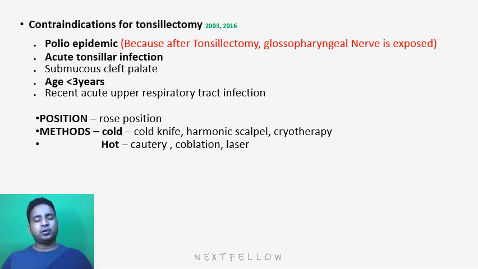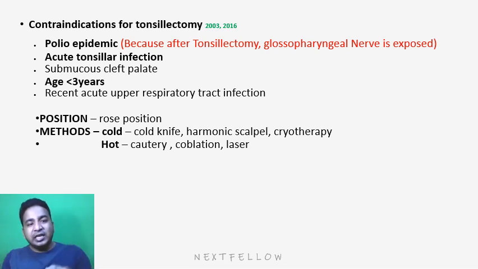Then another contraindication is submucous cleft palate. See, the baby already has a cleft palate, which means it already has the problem of nasal regurgitation. The patient will complain that whatever he or she is eating comes into the nose. If you remove the tonsils, the open palate area will be broadened further, leading to more complications. So this is an absolute contraindication. The submucous cleft palate is an absolute contraindication for tonsillectomy.